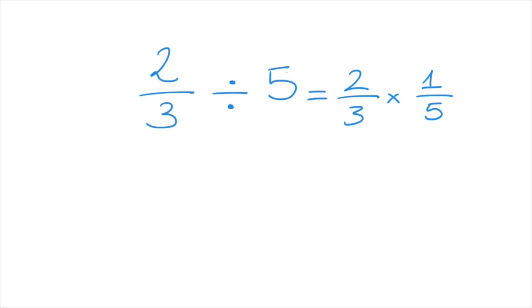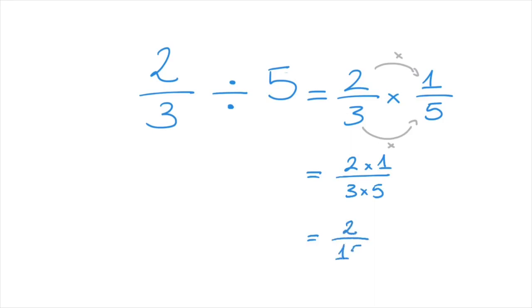And we know how to do this. All we have to do is multiply the two numerators together as well as the two denominators together. In other words, this equals 2 times 1 over 3 times 5. And that's equal to 2 times 1, which is 2, over 3 times 5, which is 15. And we're done. We've just divided this fraction, 2/3, by this whole number, 5.